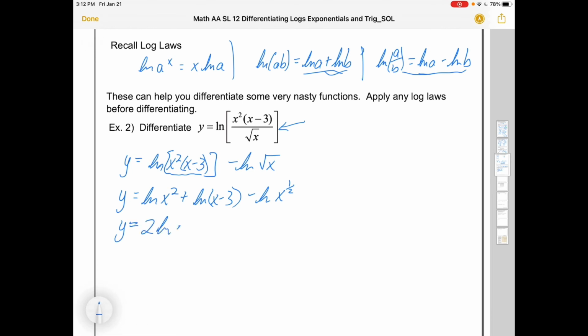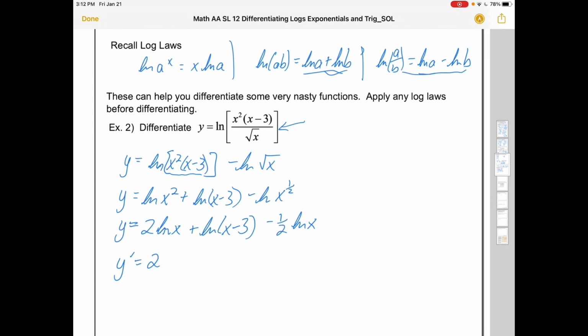So that would be 2 ln x plus ln of x minus 3 minus a half ln x. Everything I've done here has nothing to do with calculus. It's just log laws that we already knew. Now we are ready to differentiate. And we'll have a different looking version of the answer than we would have if we had gone just singing it through to start with. But it's going to be real easy.